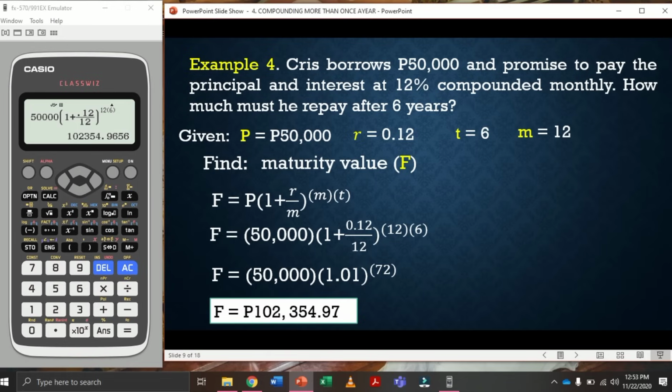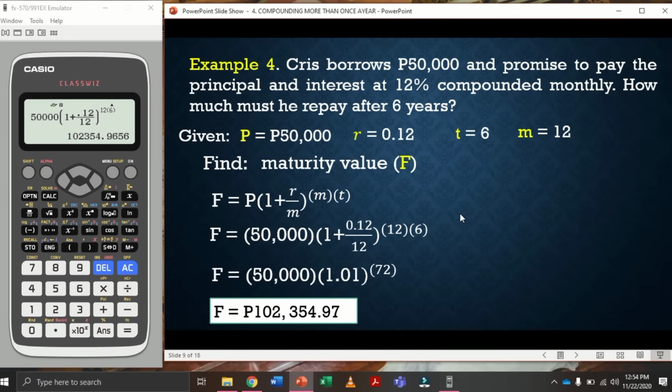Nangutang siya ng 50,000 and then compounded monthly ng 12%. So, sa loob ng 6 na taon, ang kailangan niyang bayaran ay 102,000. Lagpas pa kalahati dun sa inutang niya. So, ganyan kapag compounded monthly at ang taas, 12% kasi. So, therefore, babayaran niya after 6 years ay 102,354.97. Ito yung isa sa mga formula na hindi na natin kinuha yung I saka N.